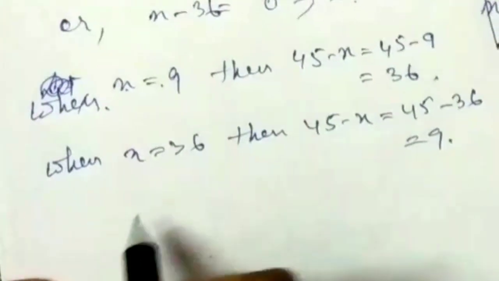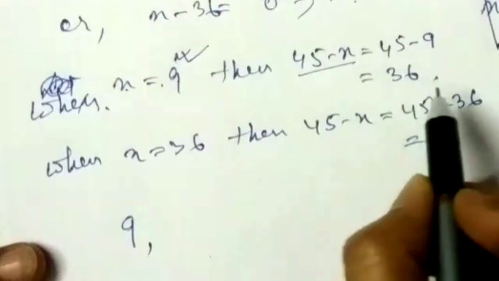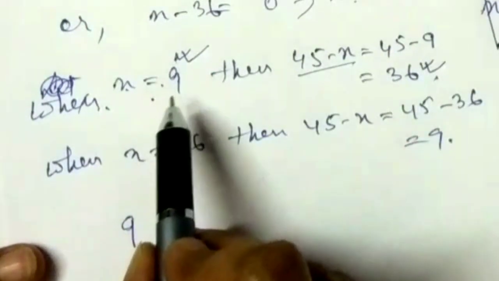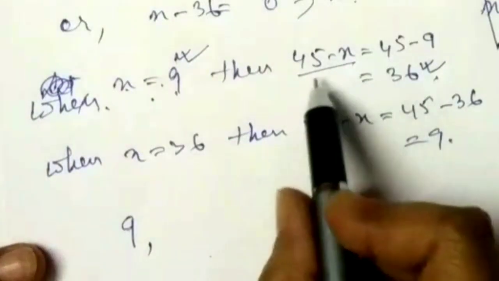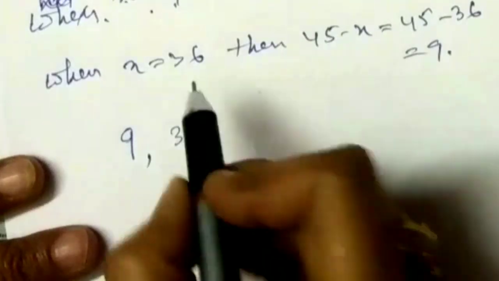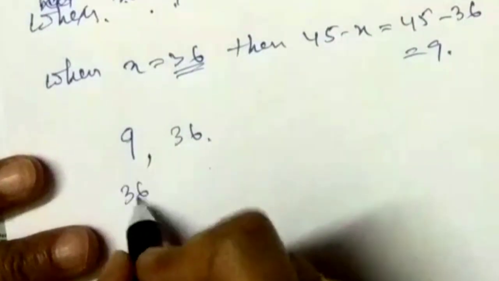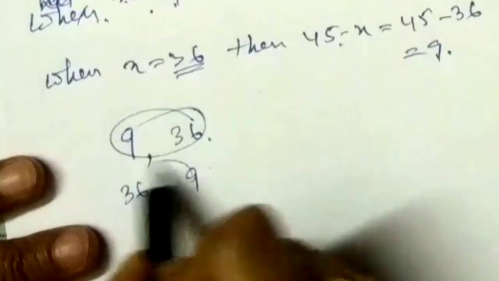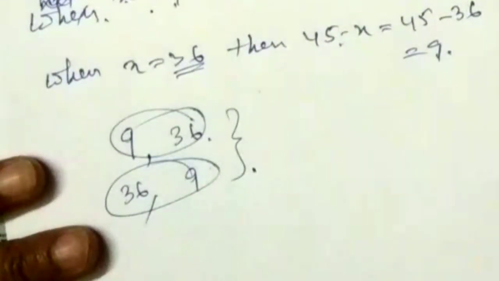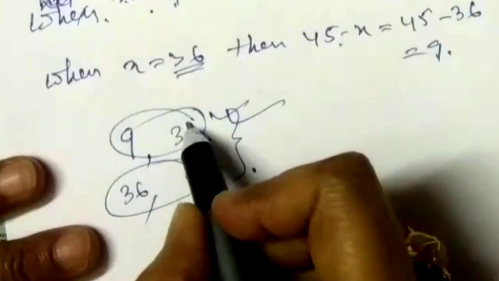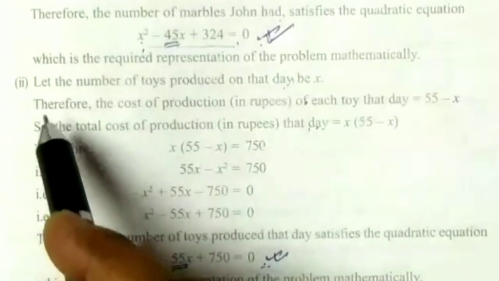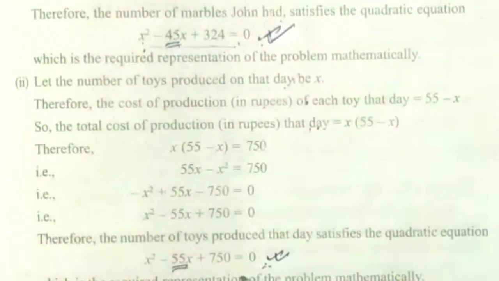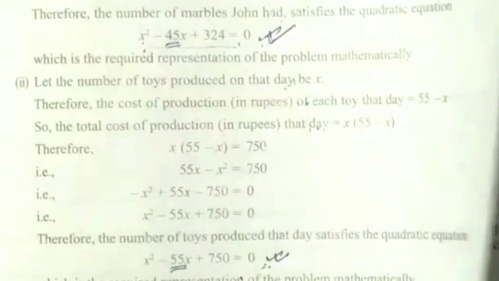So we have noticed when x value is 9, John's number of marbles is 9, then Jayanti's is 36, or when John's is 36, Jayanti's comes to 9. Means the same way we will get two answers. So you can take any one of them, either this or that. Number 2 is also similar. You go to this question. If you find any difficulties, inbox me.